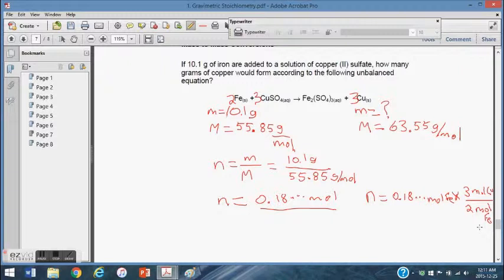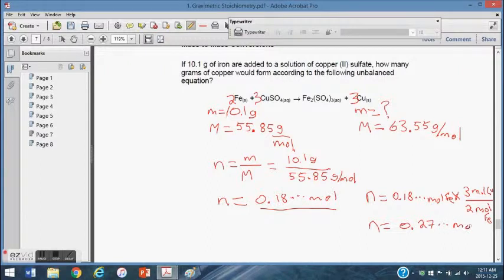And this is going to form 0.27. Again, I'm not rounding until I get to the very last step. 0.27126323098 and so on, 0.27 moles.